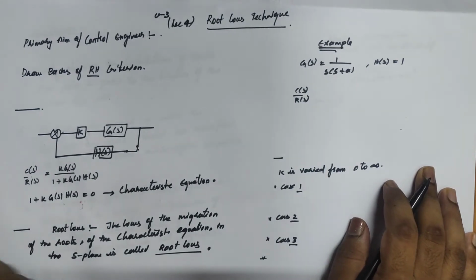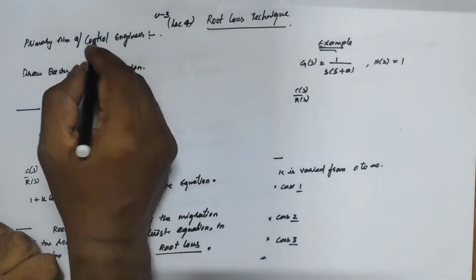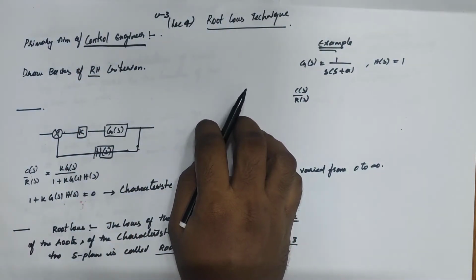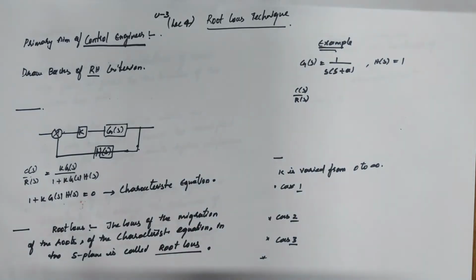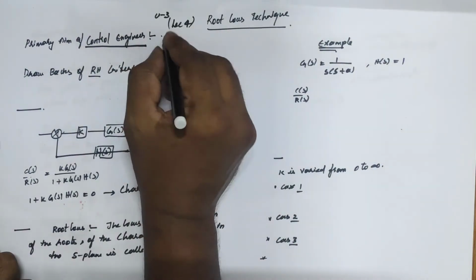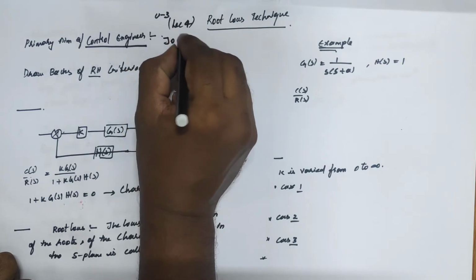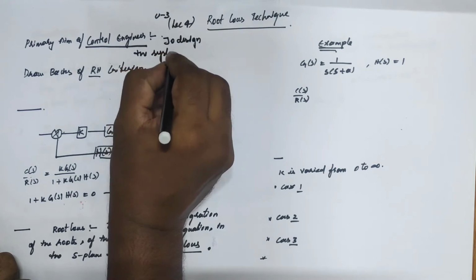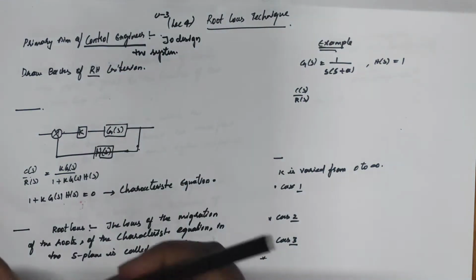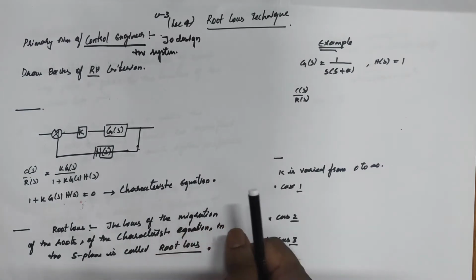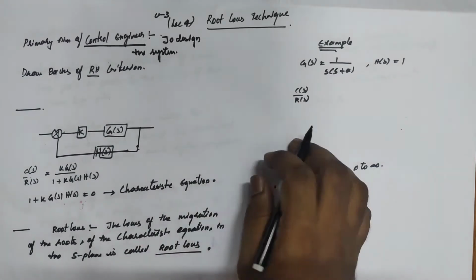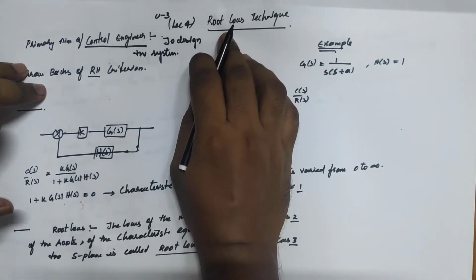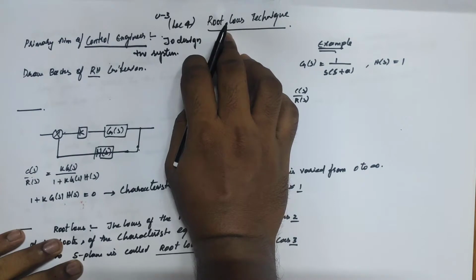So, in general, my question is, what is the prime aim of a control engineer? Since we are studying control systems, the prime aim of a control engineer is to design the systems, right? So the prime aim is just to design the system. To design any system we need some techniques, and in those designing techniques, Root-Locus technique is one of the techniques which is used. In the later part you will understand.